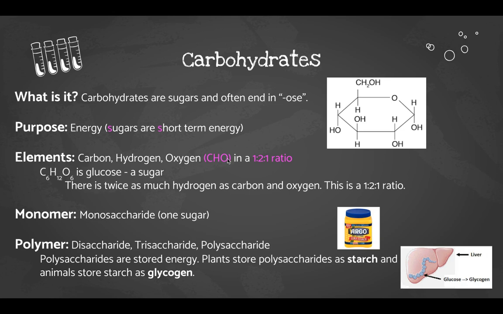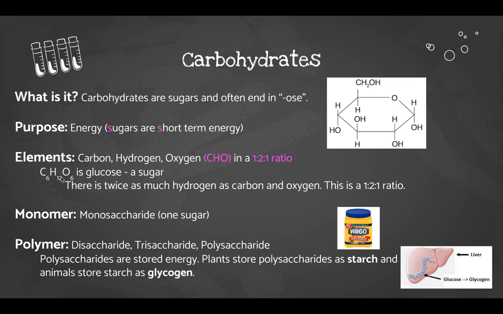However, this molecule is special because it has to follow a 1:2:1 ratio. Now, what the heck does that mean? It means if you're C-H-O, we have C-H-O, 1:2:1. That means that there has to be twice as many hydrogens as carbons and oxygens. Now, I know that that's hard for you to imagine. So let's look at this right here. C6H12O6. This is the molecular formula for glucose, which is a sugar. Sugar, short-term energy, it's a carb, okay?